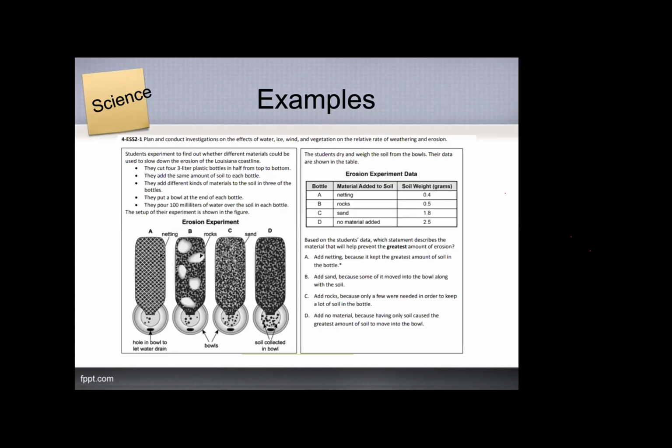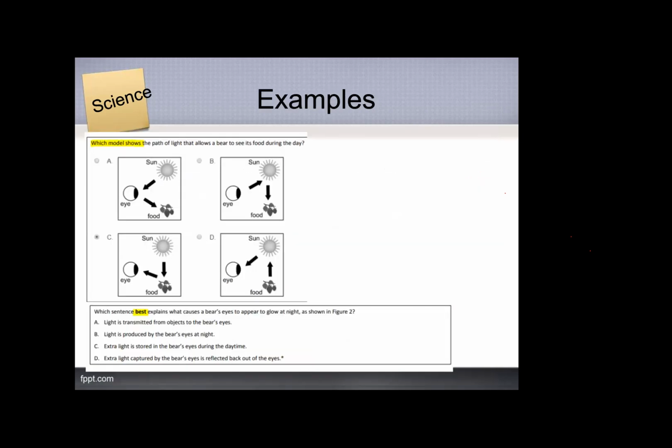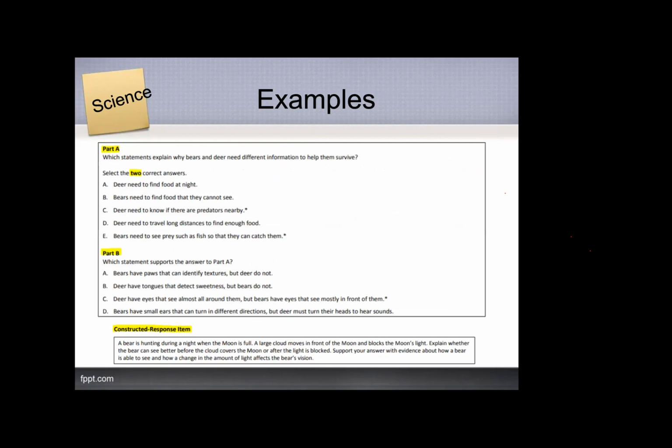Some more examples of science questions that they're given, where they're given a document and they're going to have to use that. They've got a graph there, they've got some pictures there, they're going to have to identify, and they're going to have to use that in order to answer those questions effectively. Same thing, different figures going through, different models that students are going to have to see. And these are all things that they're familiar with in class.